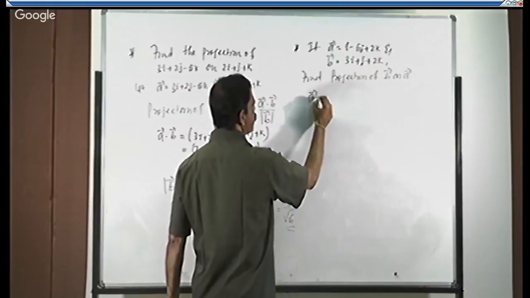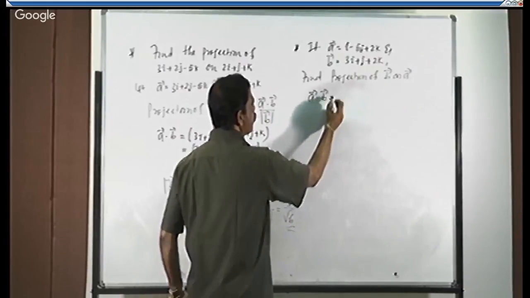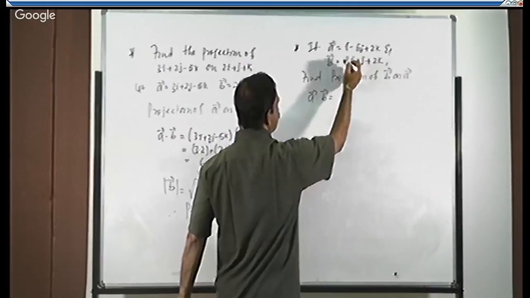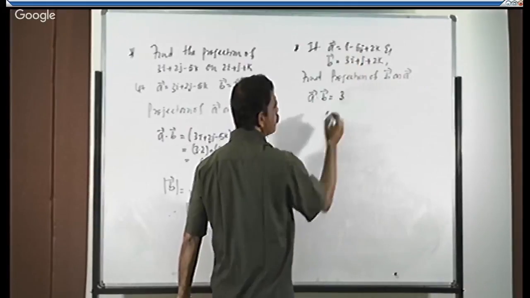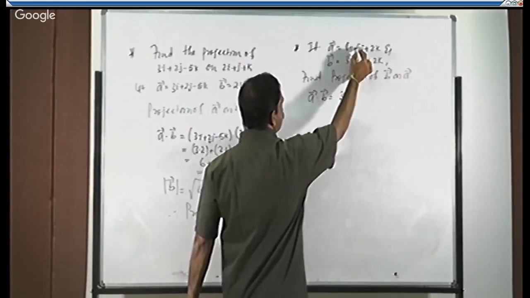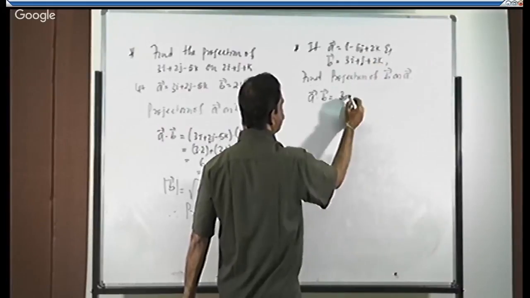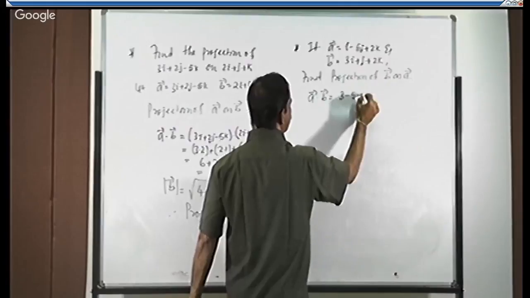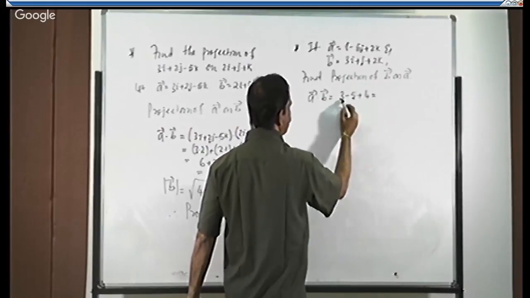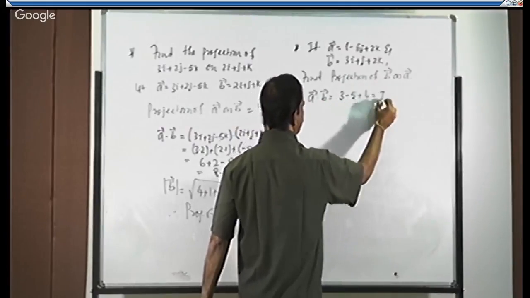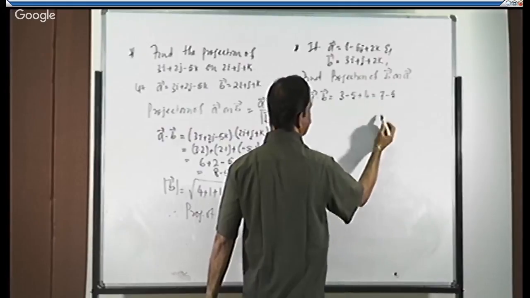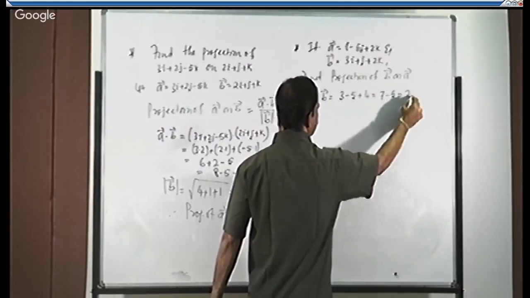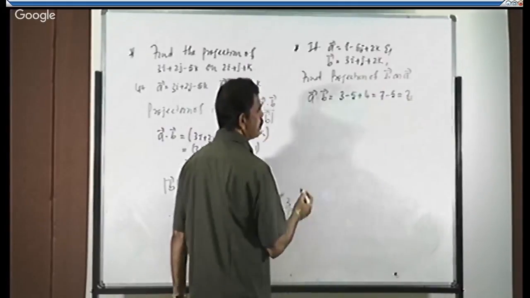Directly you get A dot B. What is A dot B? 1 into 3, you can write directly 3, minus 5 into 1, that is minus 5, plus 2 into plus 2, it is plus 4. 3 plus 4, positive number is 7. Negative number is minus 5. Take the difference, which is equal to 2.